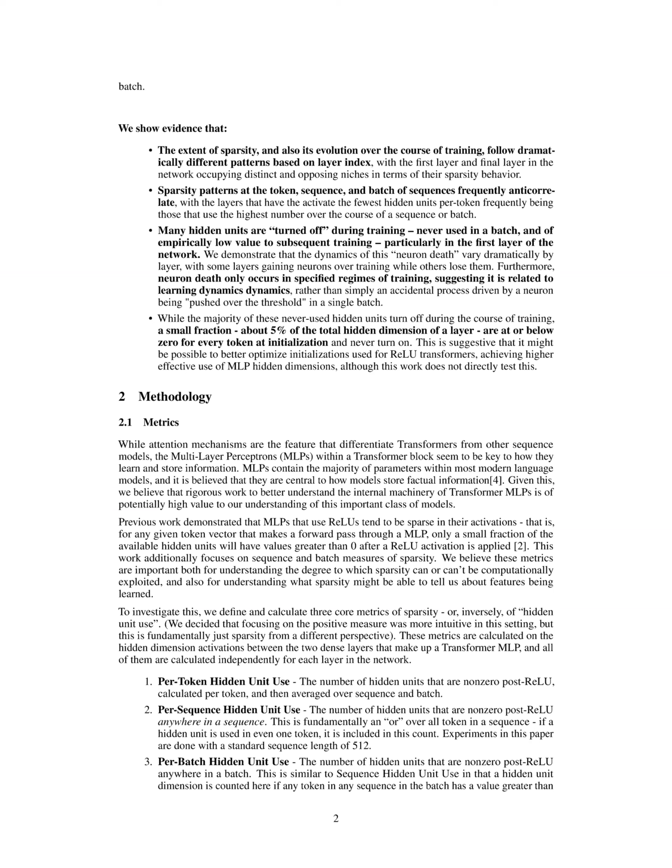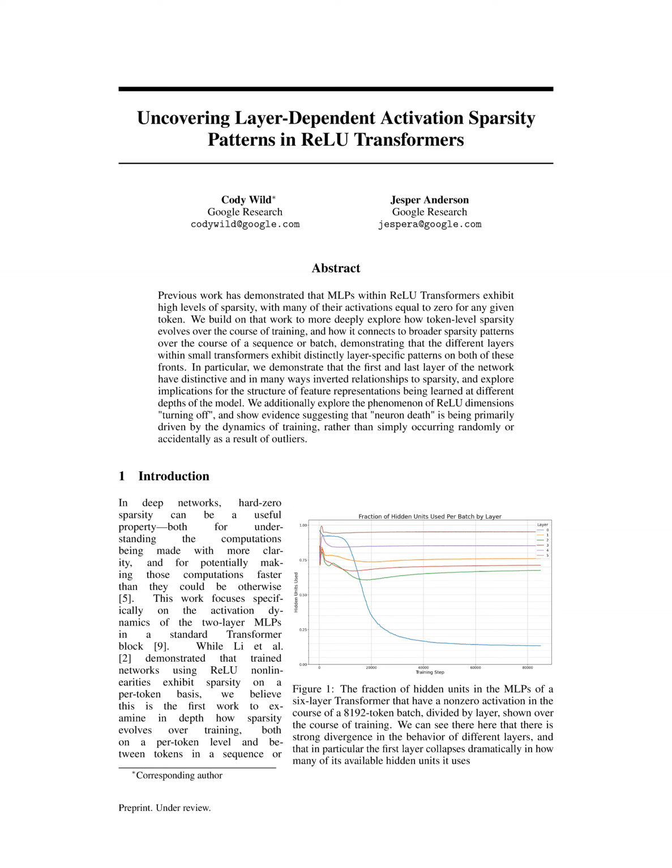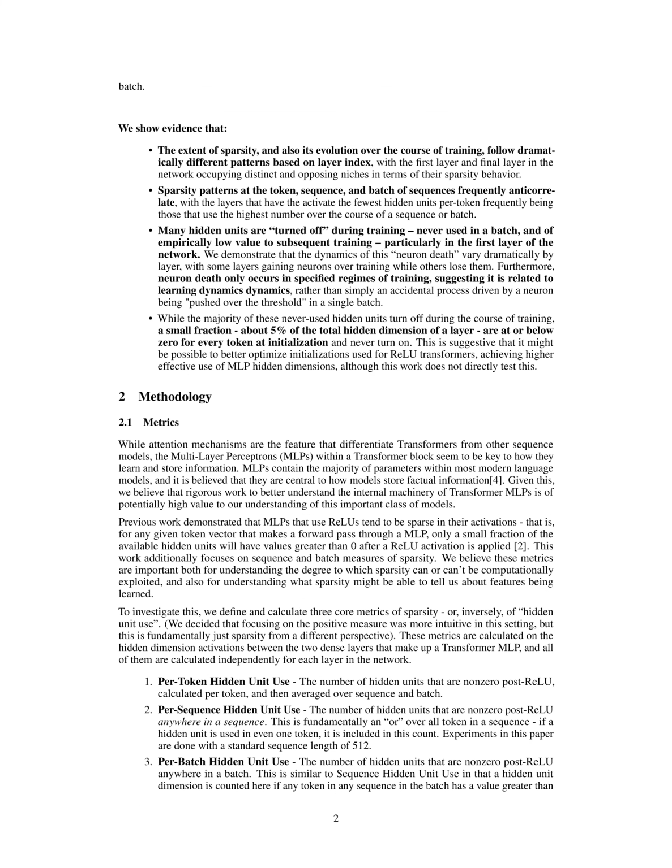2. Per sequence hidden unit use. This metric determines the number of hidden units that are non-zero post-ReLU anywhere in a sequence. It considers if a hidden unit is used in at least one token in a sequence. 3. Per batch hidden unit use. This metric calculates the number of hidden units that are non-zero post-ReLU anywhere in a batch. It is similar to per sequence hidden unit use, but considers any token in any sequence in the batch.